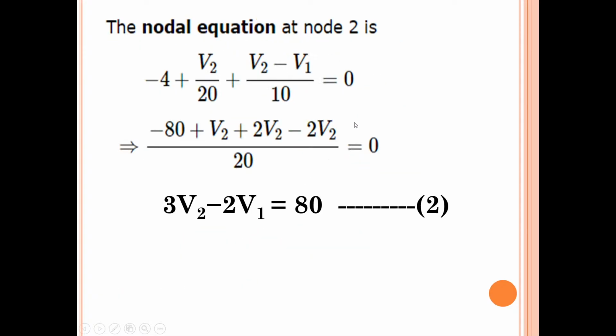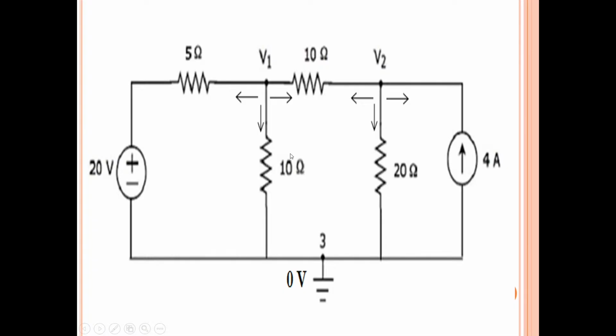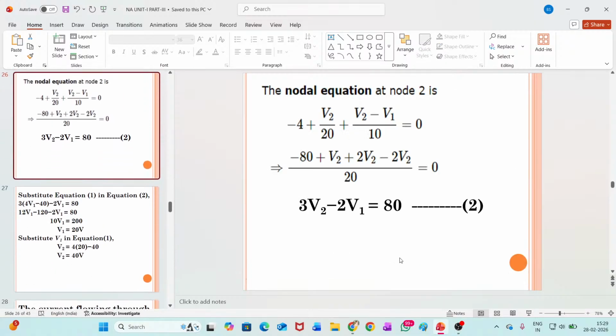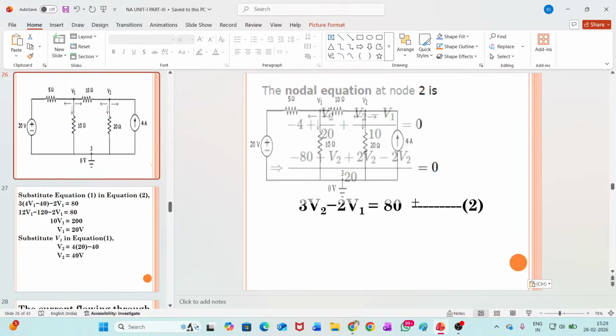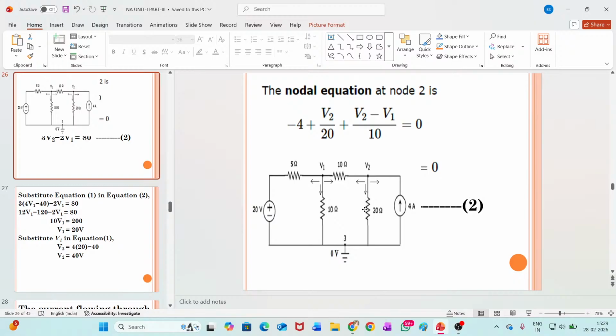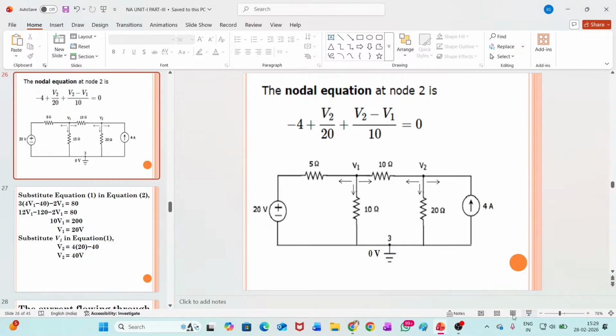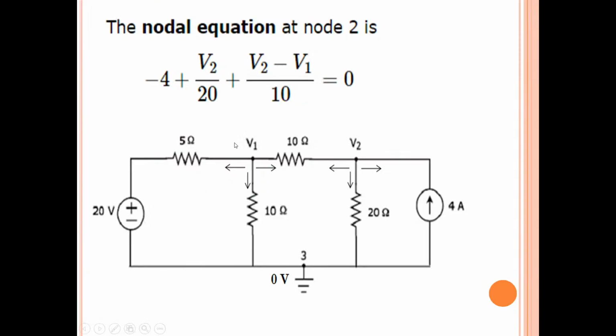Now, nodal equation at node 2. For that, once again, I am going to copy this image. So, applying Kirchhoff's current law at node 2. This is our node 2, isn't it? Okay, so how many branches? 3 branches are there, so you will get 3 branch currents.